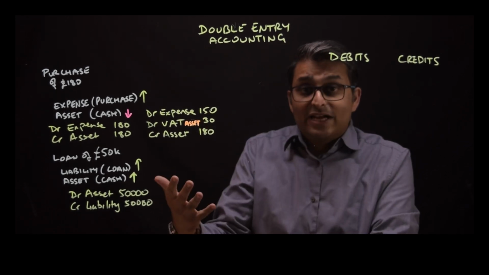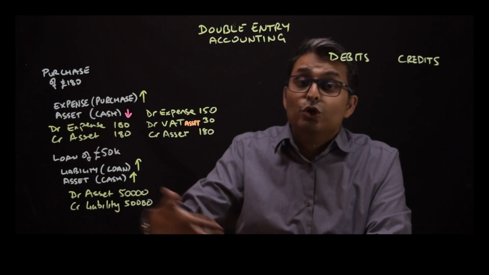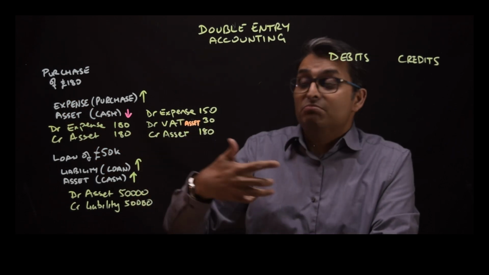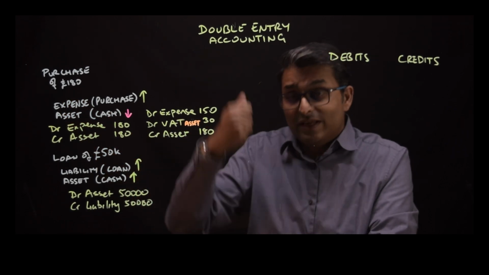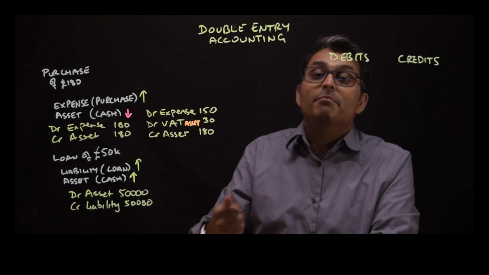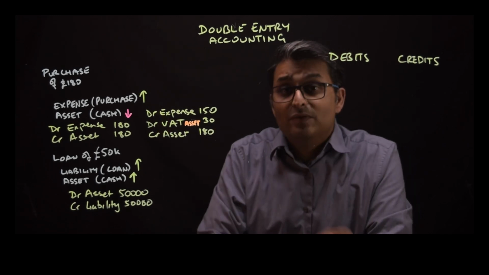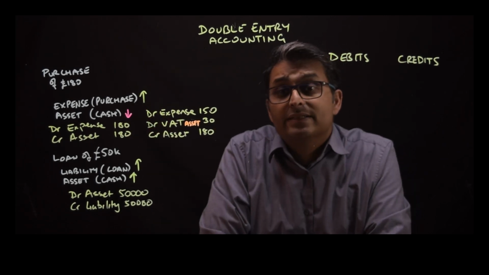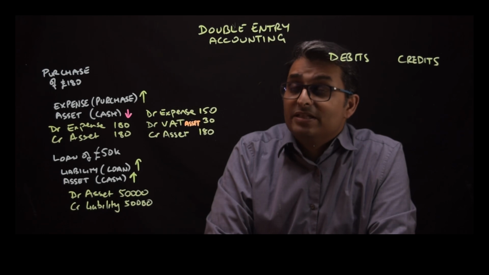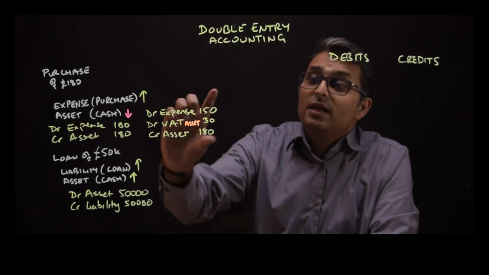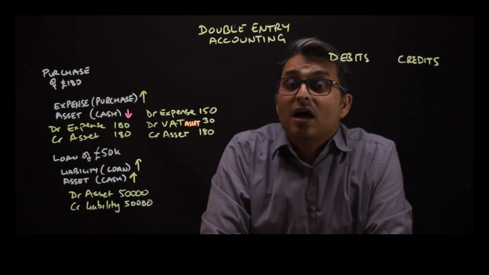For each transaction, there are at least two effects. When I'm purchasing, all I can see is just a transaction, the purchase transaction. But in terms of double entry accounting, there are at least two effects. These are recorded as debits and credits, which in total equal each other.